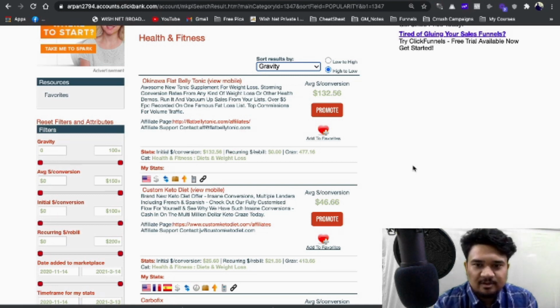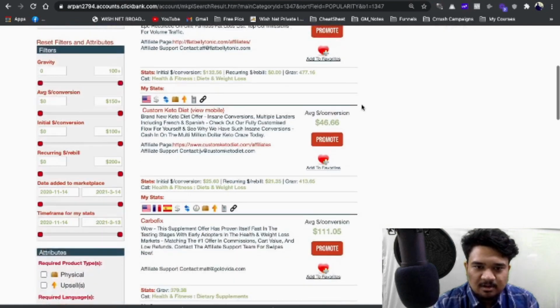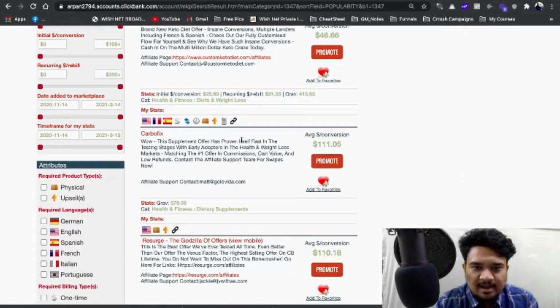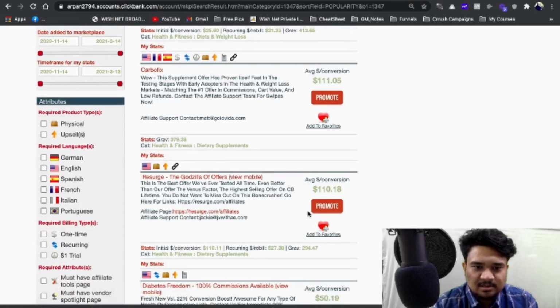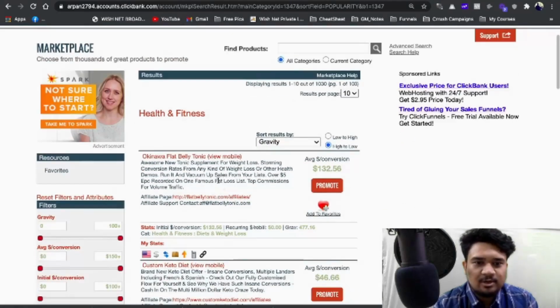Now if you come here, you find Okinawa Flat Belly Tonic. This is an awesome new tonic supplement for weight loss. I can either go for this, or if I go down, Carbofix is also a good offer. I know, I have tested it myself. Research is also a weight loss product. So say I'm going for Okinawa Flat Belly Tonic.